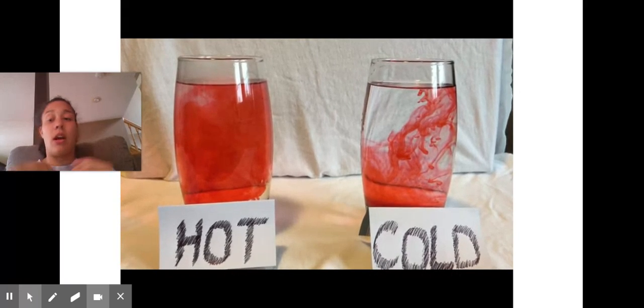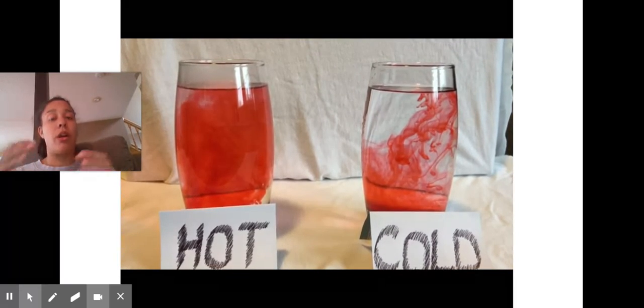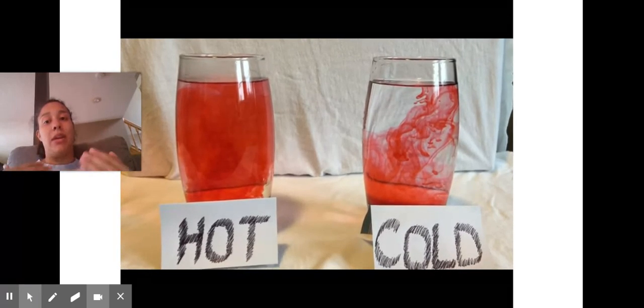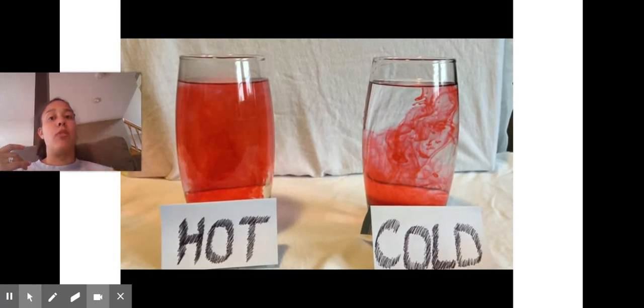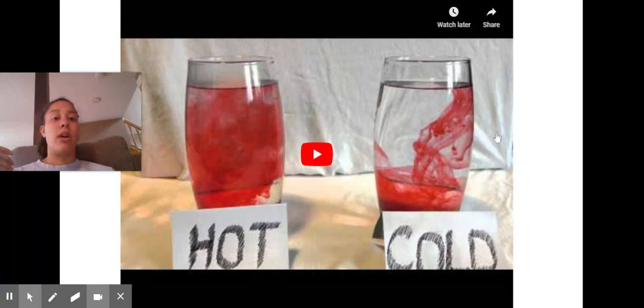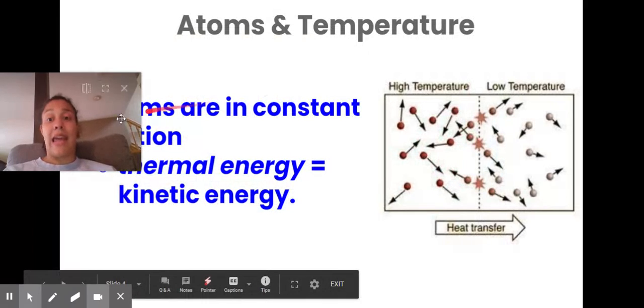So we can see within our given time frame that our hot water and our red food dye has almost completely mixed together because those molecules are moving fast and they're spreading the color all the way around the entire glass. Whereas by the end of the cold one, we can still see that the molecules are moving slowly, so they haven't quite been able to pass along the red food coloring all the way throughout the glass. Hope that makes sense and ties back to our chapter 7 information we covered last quarter on kinetic energy.